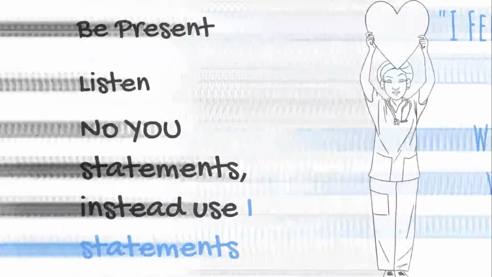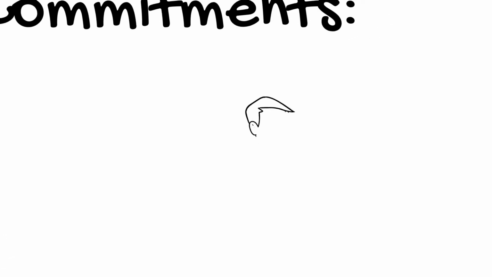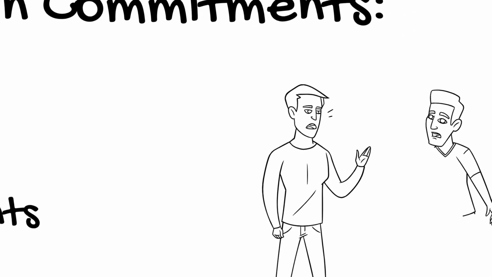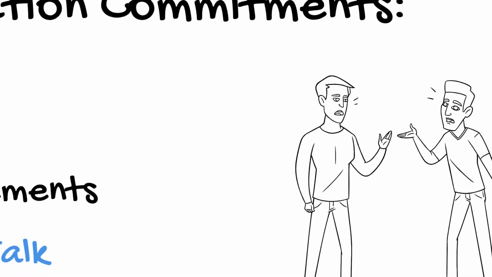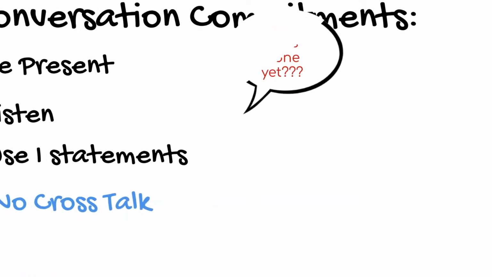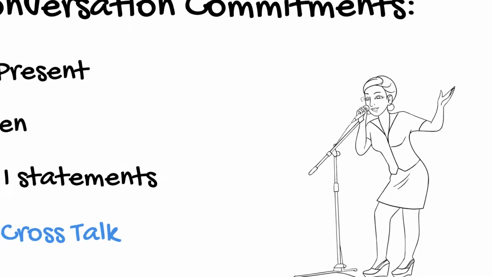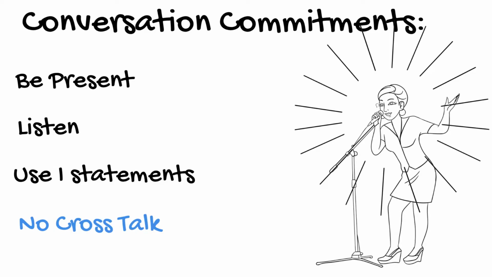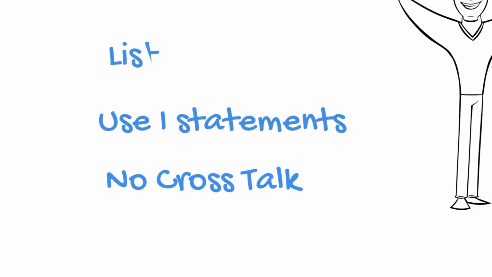And finally, the last conversation commitment is no crosstalk. Crosstalk is when one person is speaking out of turn. This usually happens when there is a side conversation or joke when someone else in the group is speaking. This is distracting for everyone, including the person sharing. Everyone has a voice, and if someone is speaking, make them feel like their thoughts matter.